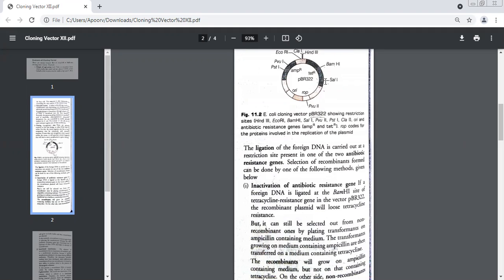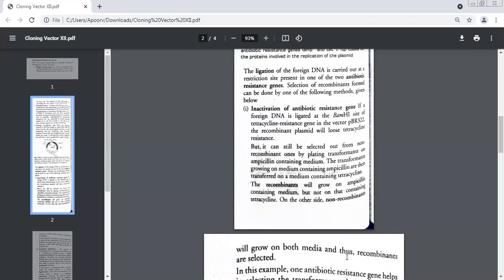Now, transformants growing on the medium containing ampicillin are then transferred to a medium containing tetracycline. Rather than putting them together, first we put them only in ampicillin. Those which are not growing are non-transformants, they are eliminated. But those which can grow in ampicillin medium are then transferred to medium number 2, which contains the second antibiotic. What is it? Tetracycline. The recombinants will grow on ampicillin-containing medium, but not on tetracycline-containing medium.